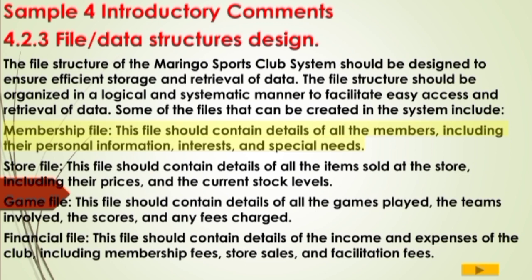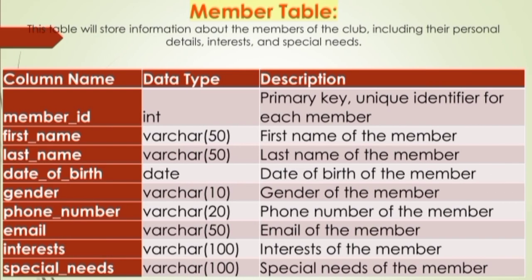This file should contain details of all the members, including their personal information, interests, and special needs. Store file. This file should contain details of all the items sold at the store, including their prices and the current stock levels. Game file. This file should contain details of all the games played, the teams involved, the scores, and any fees charged. Financial file. This file should contain details of the income and expenses of the club, including membership fees, store sales, and facilitation fees.